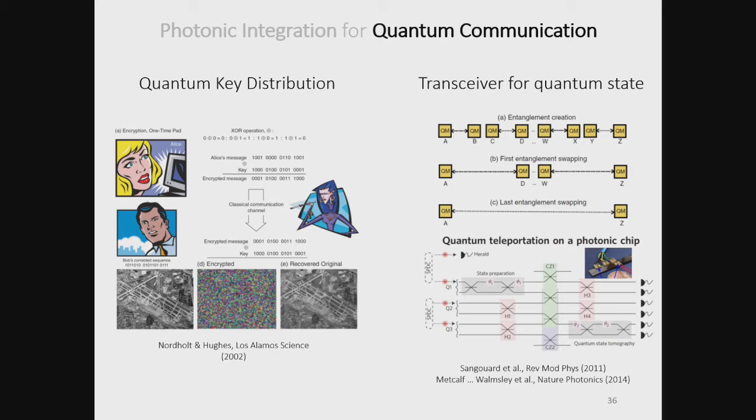You need very efficient sources. You need to get past post-selection and a few other things. Let me mostly talk about the simpler problem, the one that's closer to application. I'll say a couple of things about transceivers at the end.